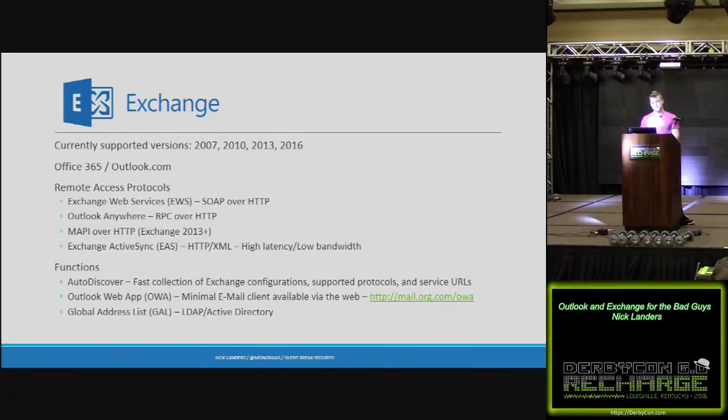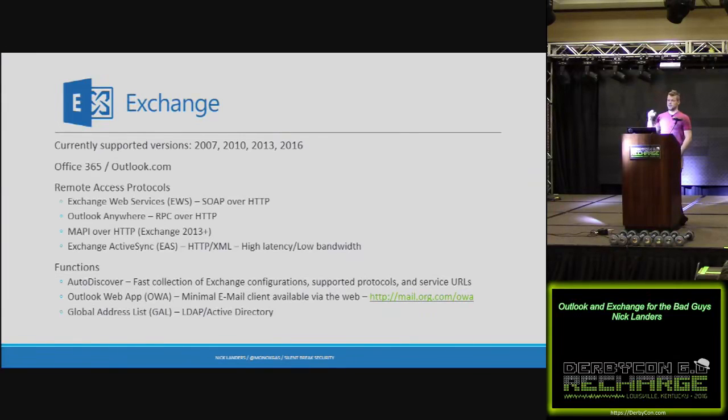Some functions or terminology, I should say. We have Autodiscover, which if anybody's familiar with, you open up Outlook and you type in an email credential and you hit set up my profile, and Outlook somehow finds your Exchange server and builds you a mail profile out of the blue. All you had to provide to it was your email with a domain name and your password. So Autodiscover is really the basis of this. It's for fast collection of Exchange configurations, supported protocols, and service URLs. So any organization that has an Exchange setup, you can actually go and type in autodiscover.org.com for their DNS name, and it'll oftentimes map you to the server that can give you Autodiscover information.